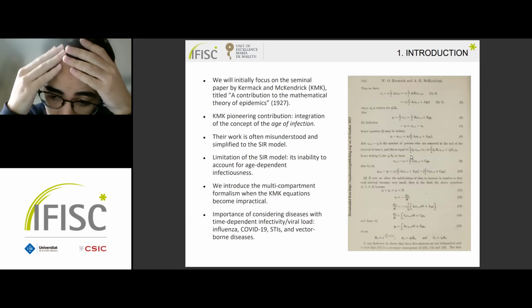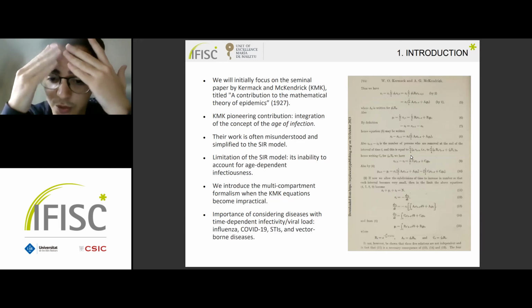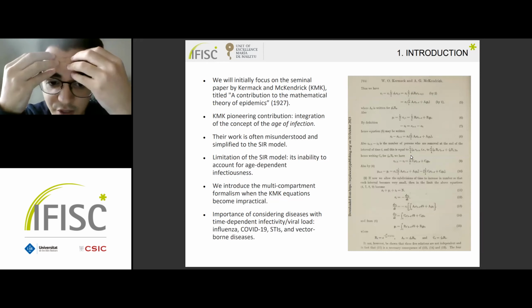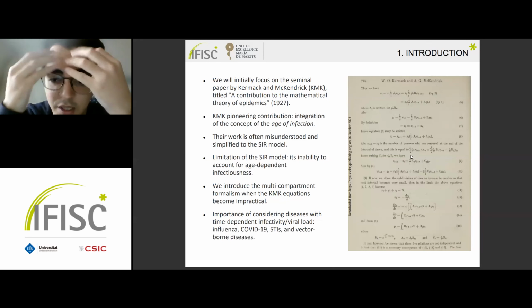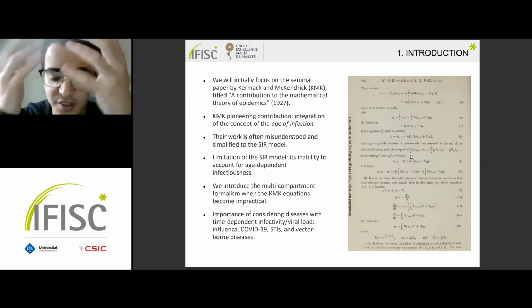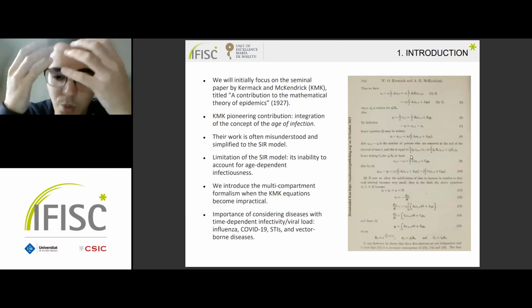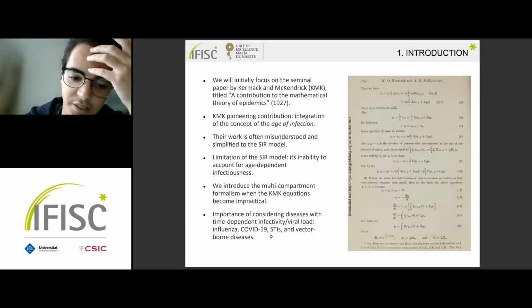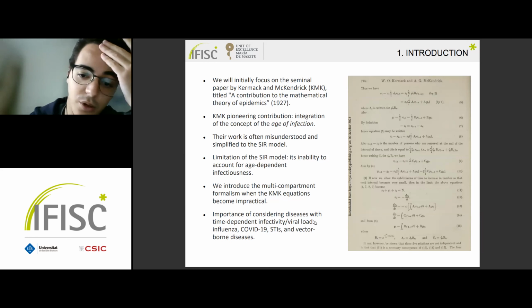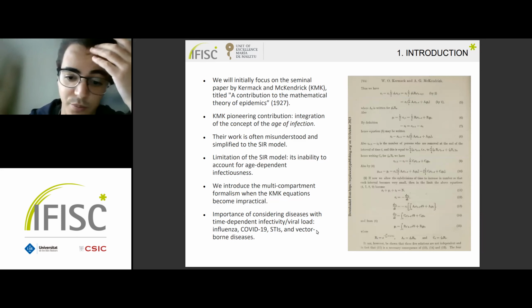Then we will introduce the multi-compartment formalism in order to deal with an infection rate that depends on the infection age. And this will be particularly necessary when the Kermack and McKendrick equations become impractical and difficult to deal with. And why do we want to consider an infection rate that depends on the infection age? That's because most diseases like influenza, COVID-19, sexually transmitted diseases have an infection viral load, like an infectiousness curve, that depends on the age of infection. And this is very important to be modeled in these diseases.